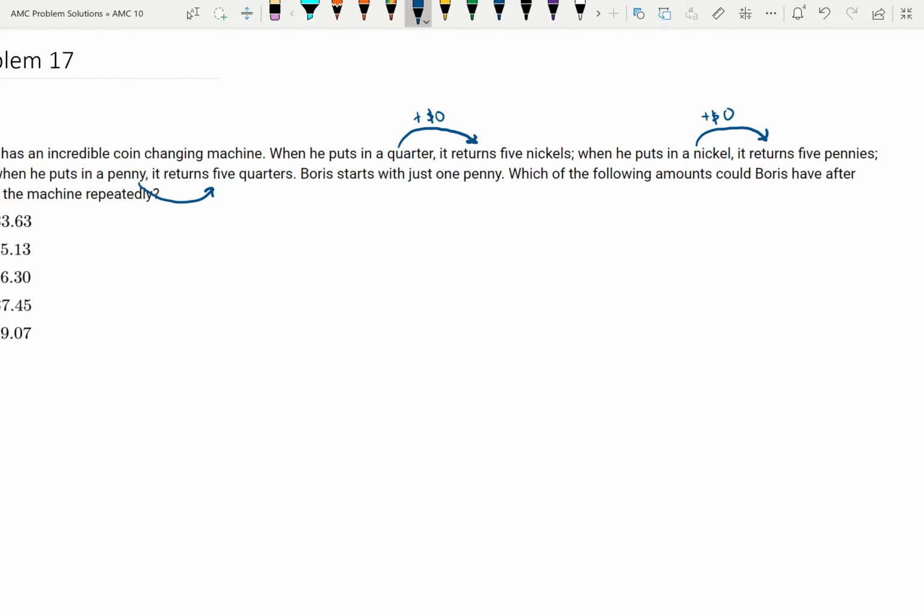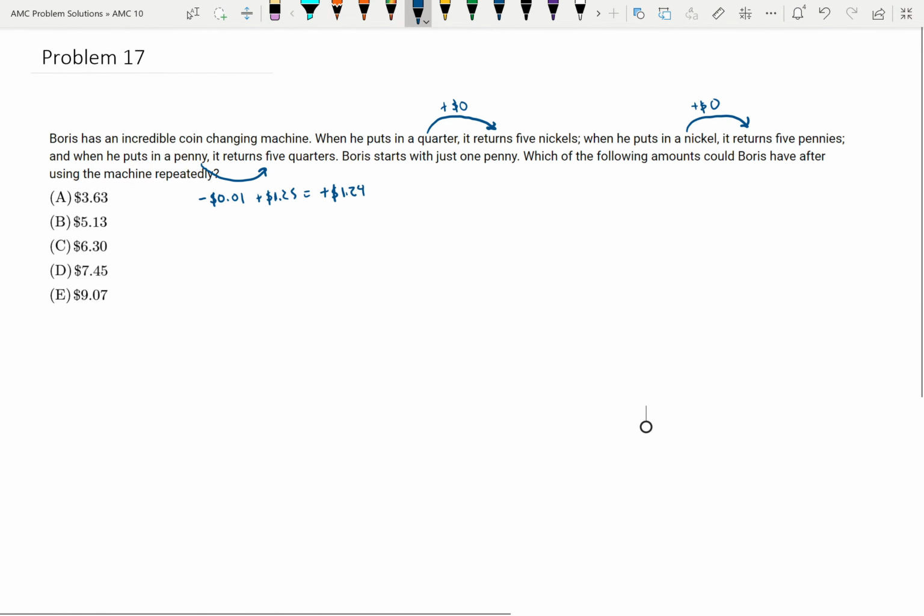So he's losing a penny, so minus 1 cent, but he's gaining 5 quarters. When you lose a cent and gain 5 quarters, the total increase is going up by $1.24. And so that's the only time when Boris is actually gaining money. So he gains money in increments of $1.24.